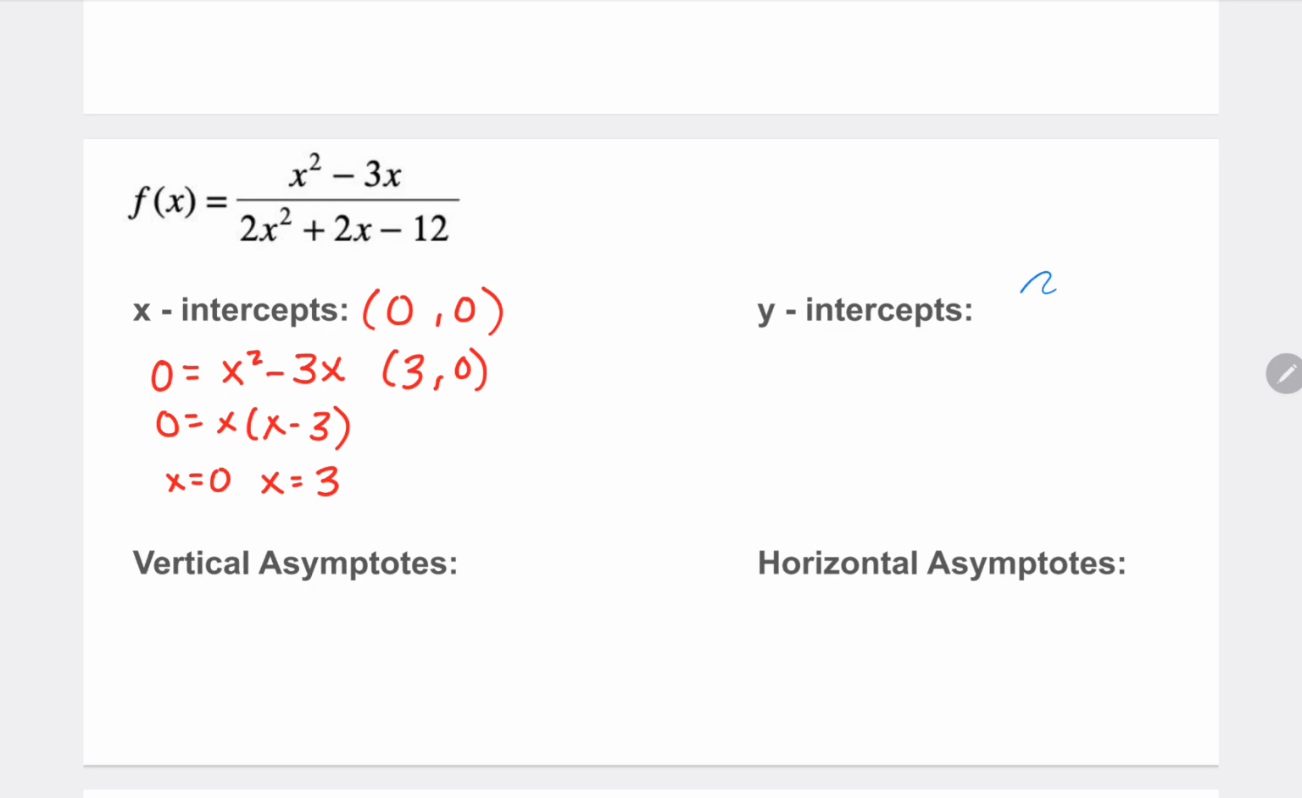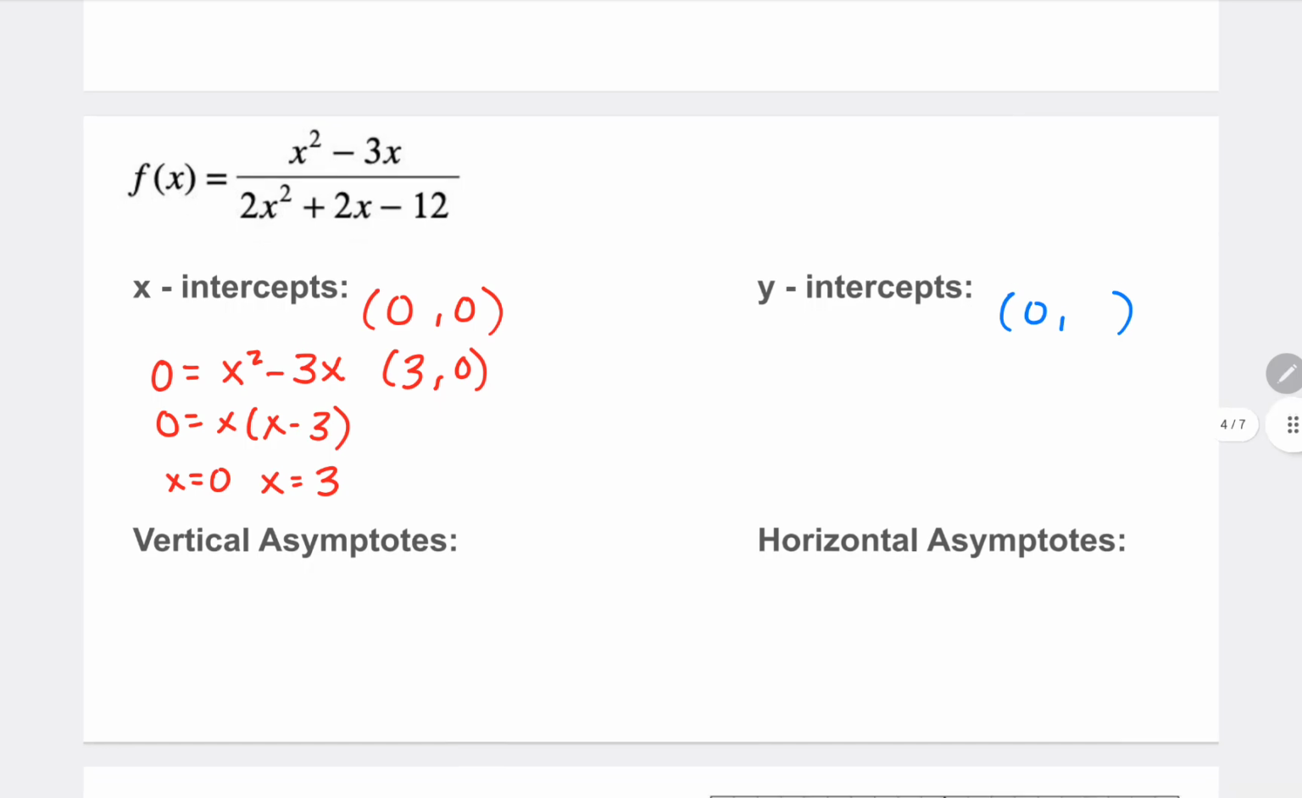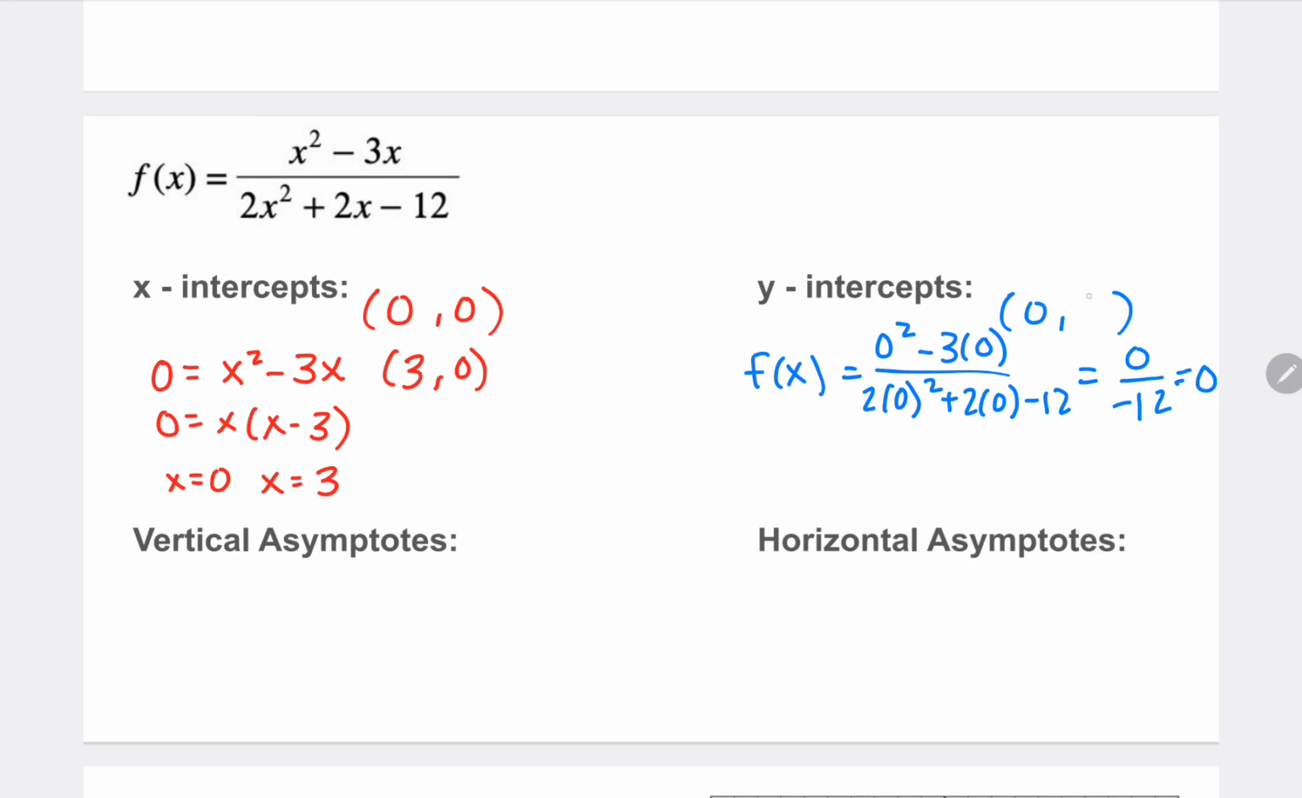Y-intercepts happen when the x is 0. So now I'm going to plug in 0 for x. So I have f of x equals 0 squared minus 3 times 0 over 2 times 0 squared plus 2 times 0 minus 12. Or in other words, 0 over negative 12. And 0 divided by anything is 0.